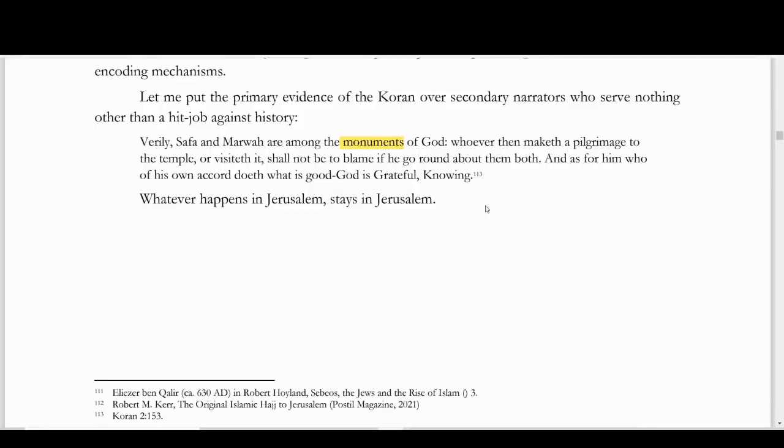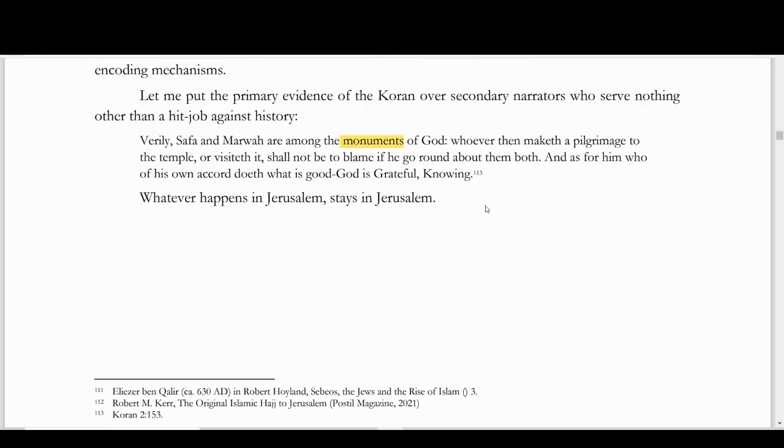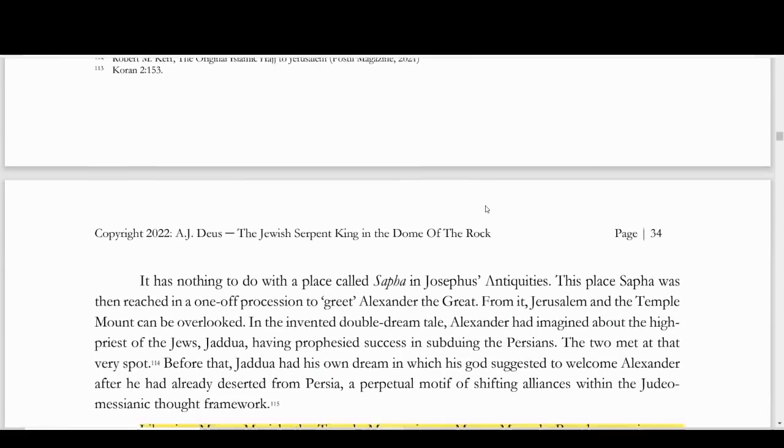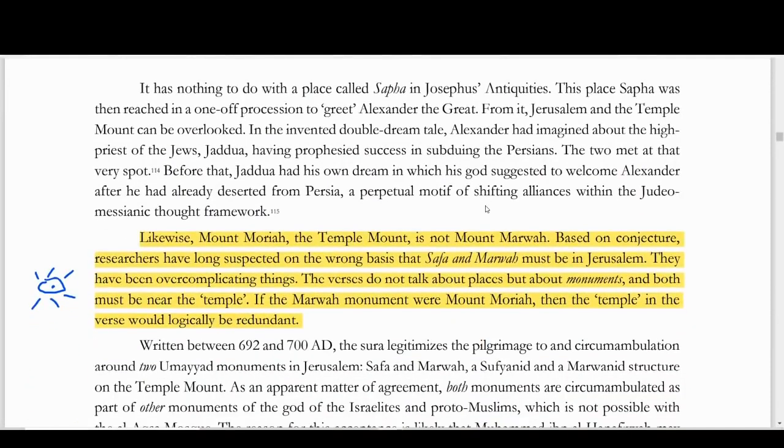So essentially it's not talking about the hill of Marwa, it's talking about a monument called Marwa. Okay, so these are kind of like their appropriate nicknames, if you like, for the monuments that are on the Temple Mount. Okay, that's what he's getting at. Now he explains it a lot better shortly.